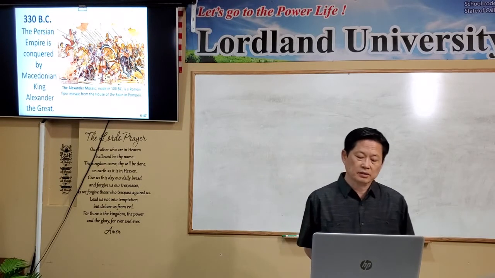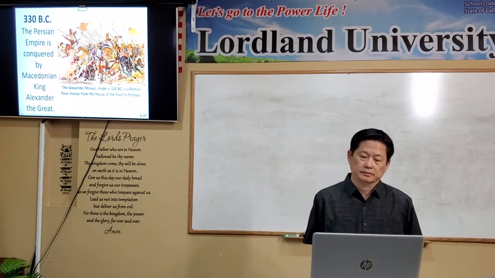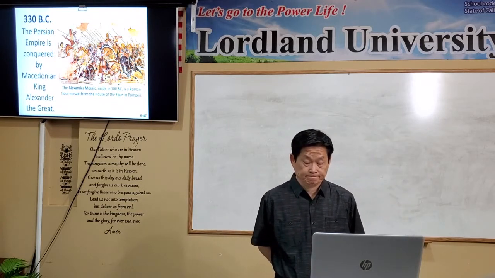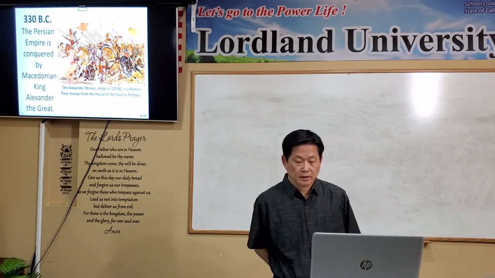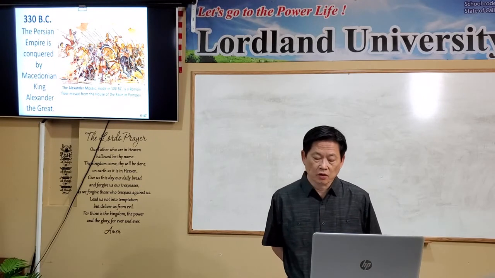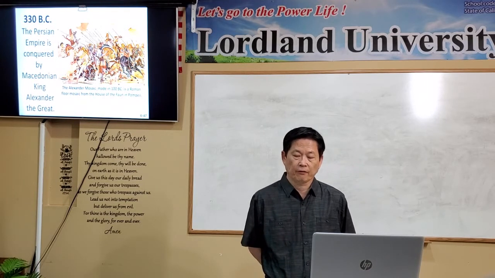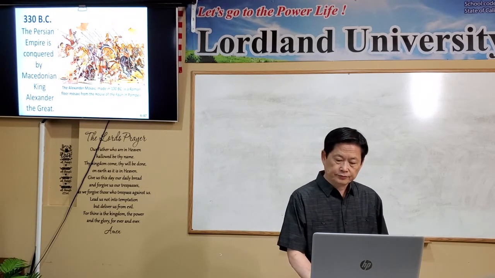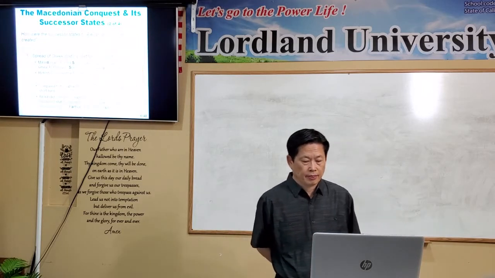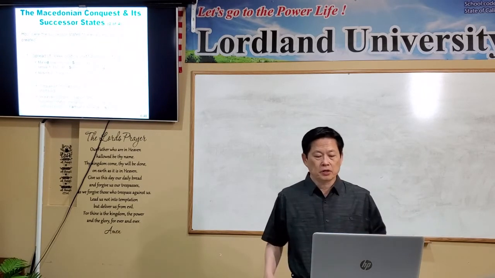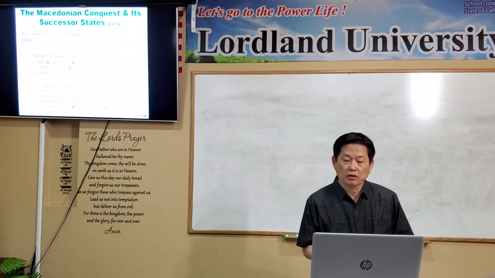Macedonian king Alexander the Great conquered the Persian Empire in 330 BCE. This Alexander mosaic, made in 100 BCE, is a Roman floor mosaic picture from the House of the Faun in Pompeii. The Persians came under Macedonian rule.